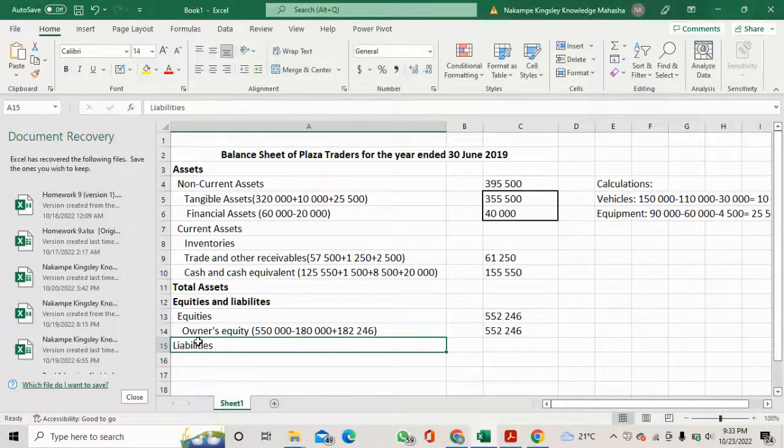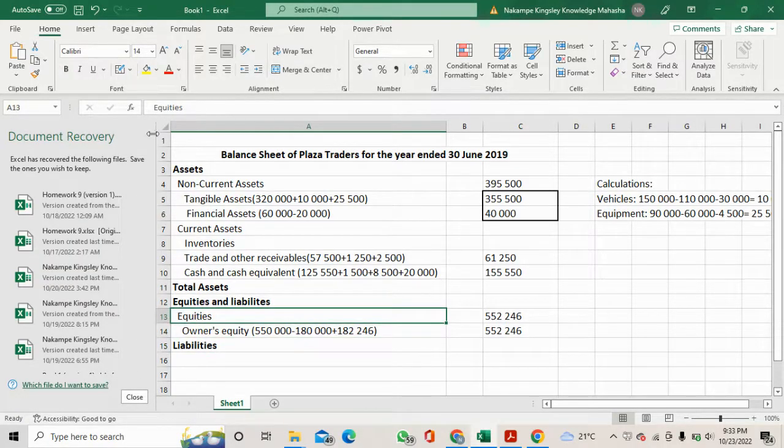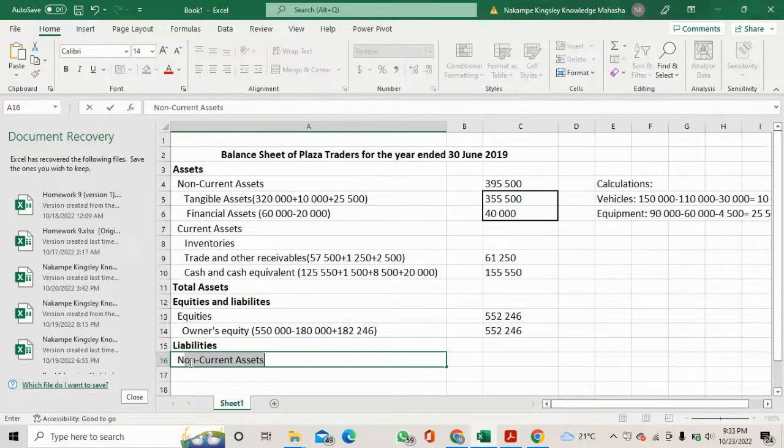Liabilities are more like assets. They are also divided into categories, guys. So we're going to have our liabilities. We're going to have non-current liabilities.